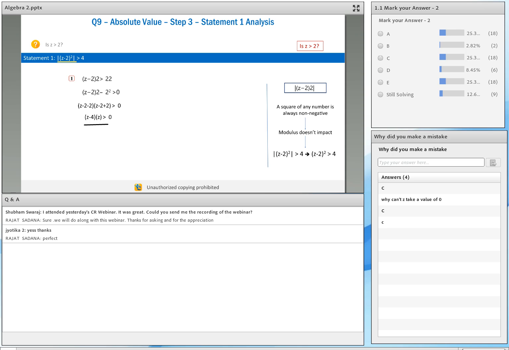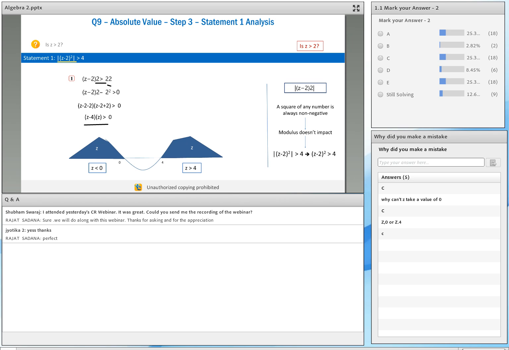That z is less than -4. Oh, sorry, z is greater than 4 or z is less than 0. Those are the two values that are possible that you can really see from the wavy line approach. Again, forgive me, this should say 2 square, not 22 over here, and this should say z minus 2 square, not z minus 2 and then 2. Okay, so z is less than 0 or z is greater than 4.